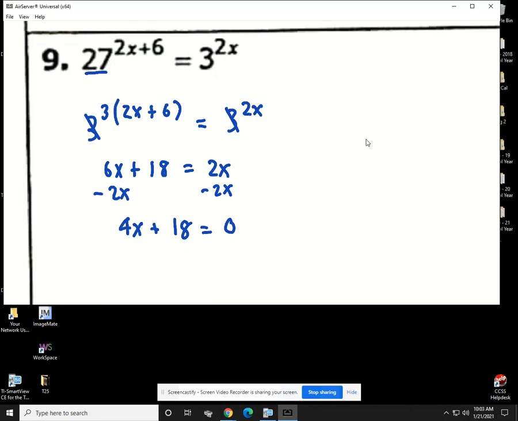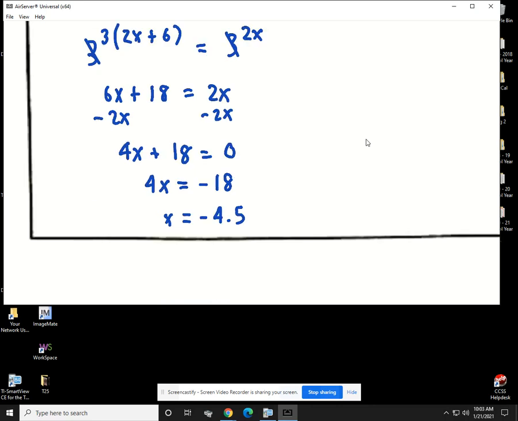Now what do I do to solve? Subtract 18. What is 0 minus 18? And then finally, divide by 4. What's negative 18 divided by 4? Negative 4. Or x. Negative 4.5. Yeah, negative 4.5. Yeah, that's a negative 18. Okay, so that's it. Okay, y'all understand this? Alright, so let's step up our difficulty level just a touch. Let me explain. Go to number 11 on the back.